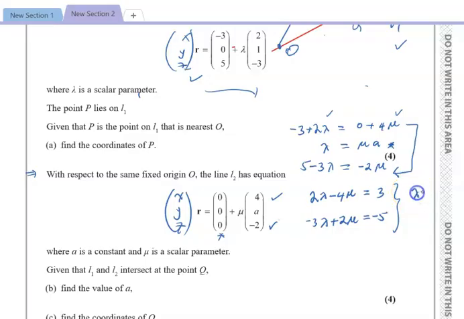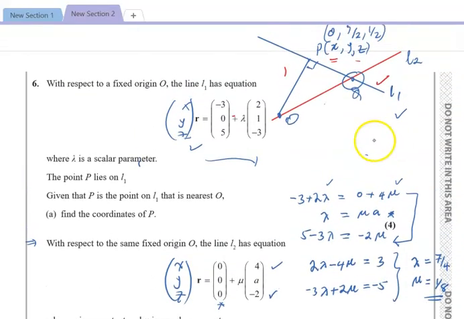You can put this on the calculator. You're going to find that lambda is 7 over 4 and mu is 1 over 8. These are the values of lambda and mu at which point? At point Q, where the two lines intersect.